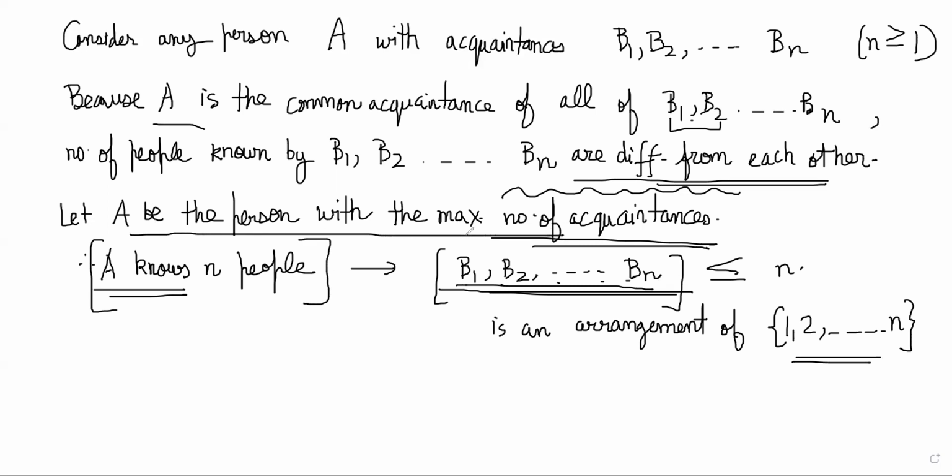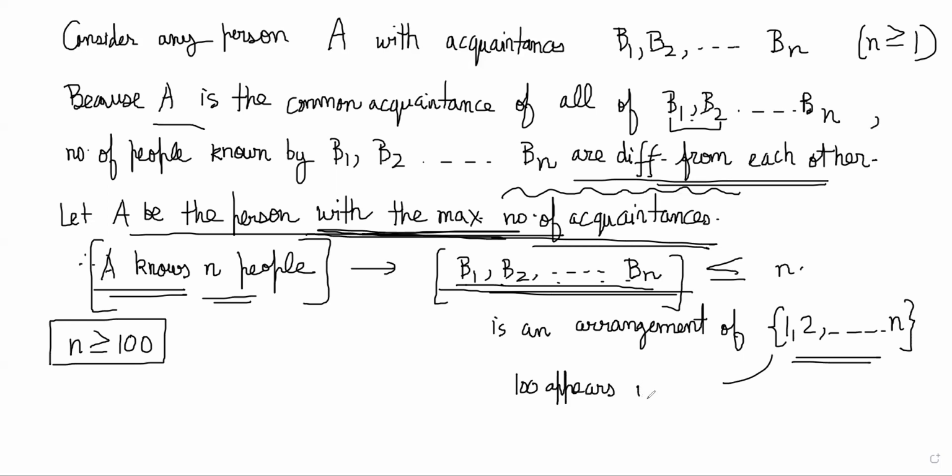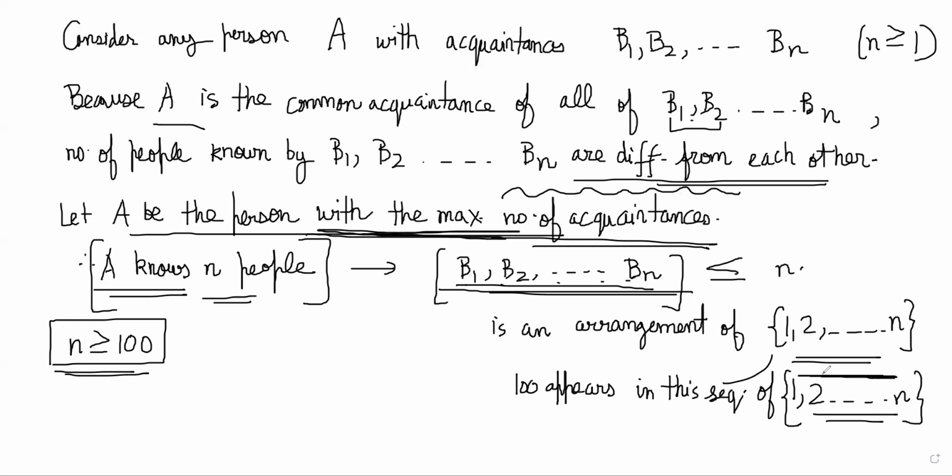Great. Now we know that A is a person with the maximum number of acquaintances. And in the second part of the problem, it was said that there is one person with at least 100 acquaintances. So we know that A knows n people, so n must be greater than or equal to 100. If n is greater than or equal to 100, that means 100 appears in this sequence of numbers 1 to n, right? Because n is greater than or equal to 100, 100 will appear in the sequence of numbers 1 to n, correct?